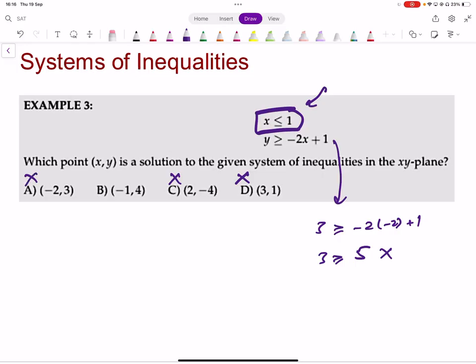You can just verify that if you want. 4 is greater than or equal to -2 into -1 plus 1. 4 greater than or equal to 3. That is correct. So it's B. Alternatively, you could plot this on Desmos and see which of those points is in the shaded region. Okay? Is in the overlapping part of the two shaded regions. No problems?